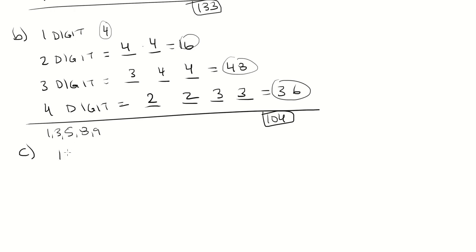So for 1 digit, only one of them works, which is 5. For 2-digit, it needs to end with a 5, so that's 1 choice. And then I don't care what the first digit is, so that's going to be 4 numbers left over. So it's 4 times 1 is 4.